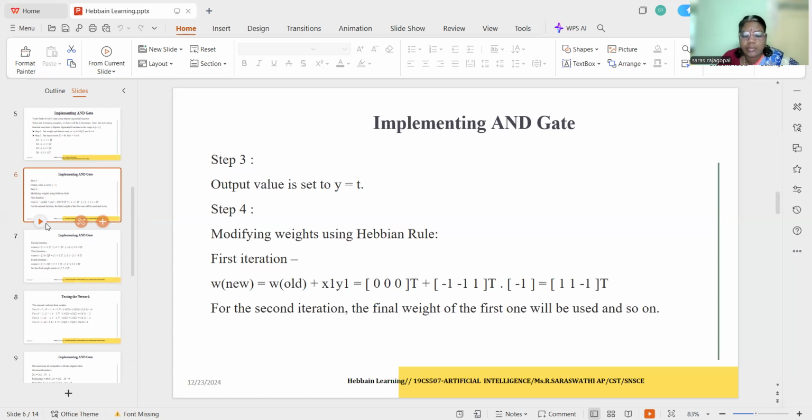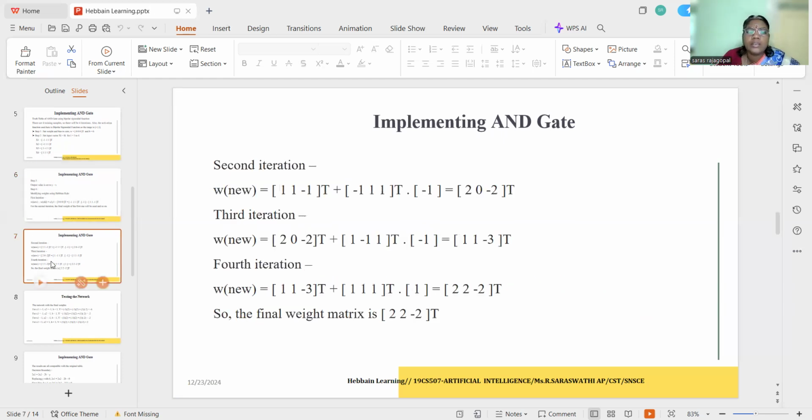The initial weight value is 0, with target value t, plus x1 equals -1, 1, with target value t into y. The output will be 1, 1, -1, 1, 1, -1 t. For the second iteration, the final weight of the first one will be used, and so on. The final weight is 1, 1, -1 times the target value.